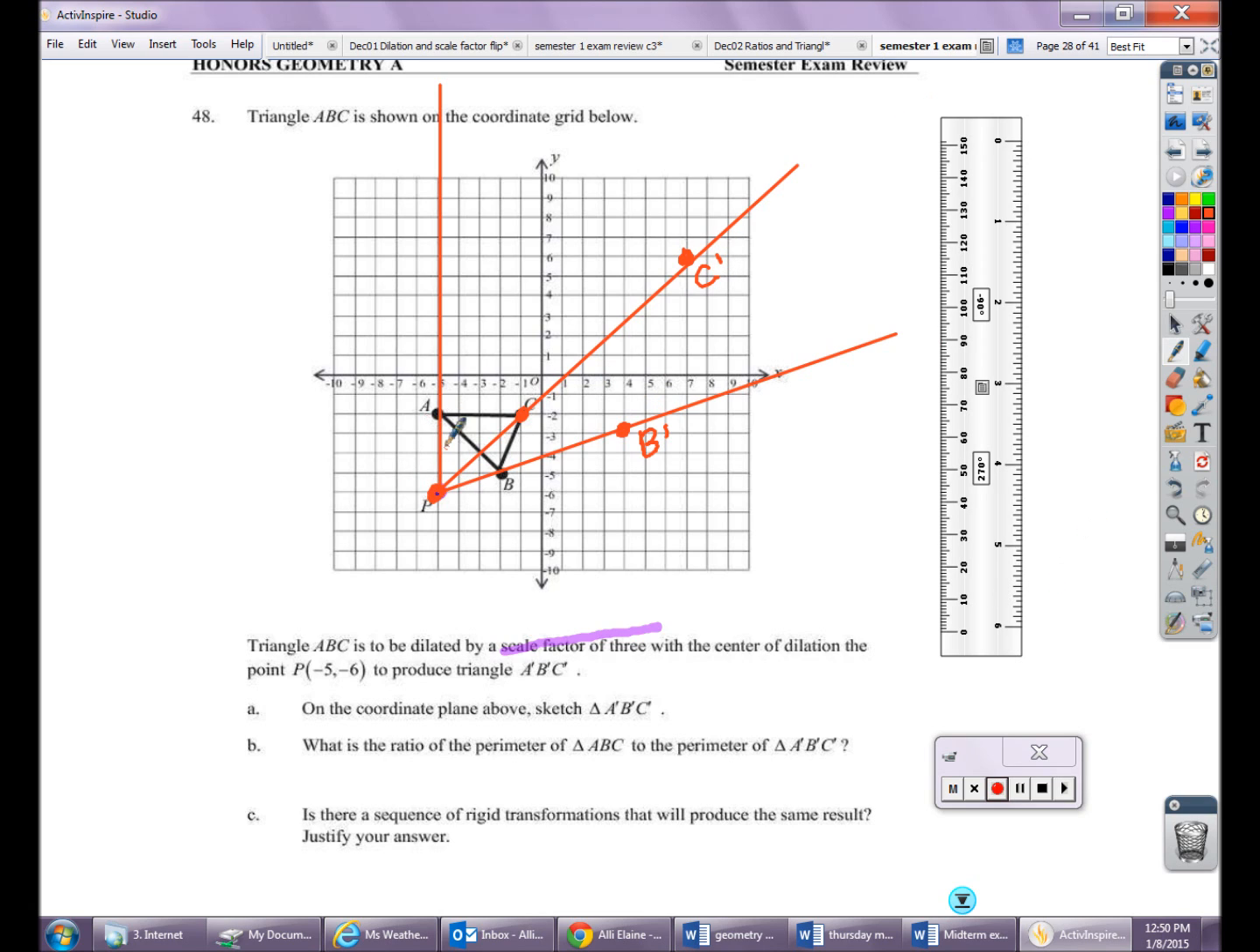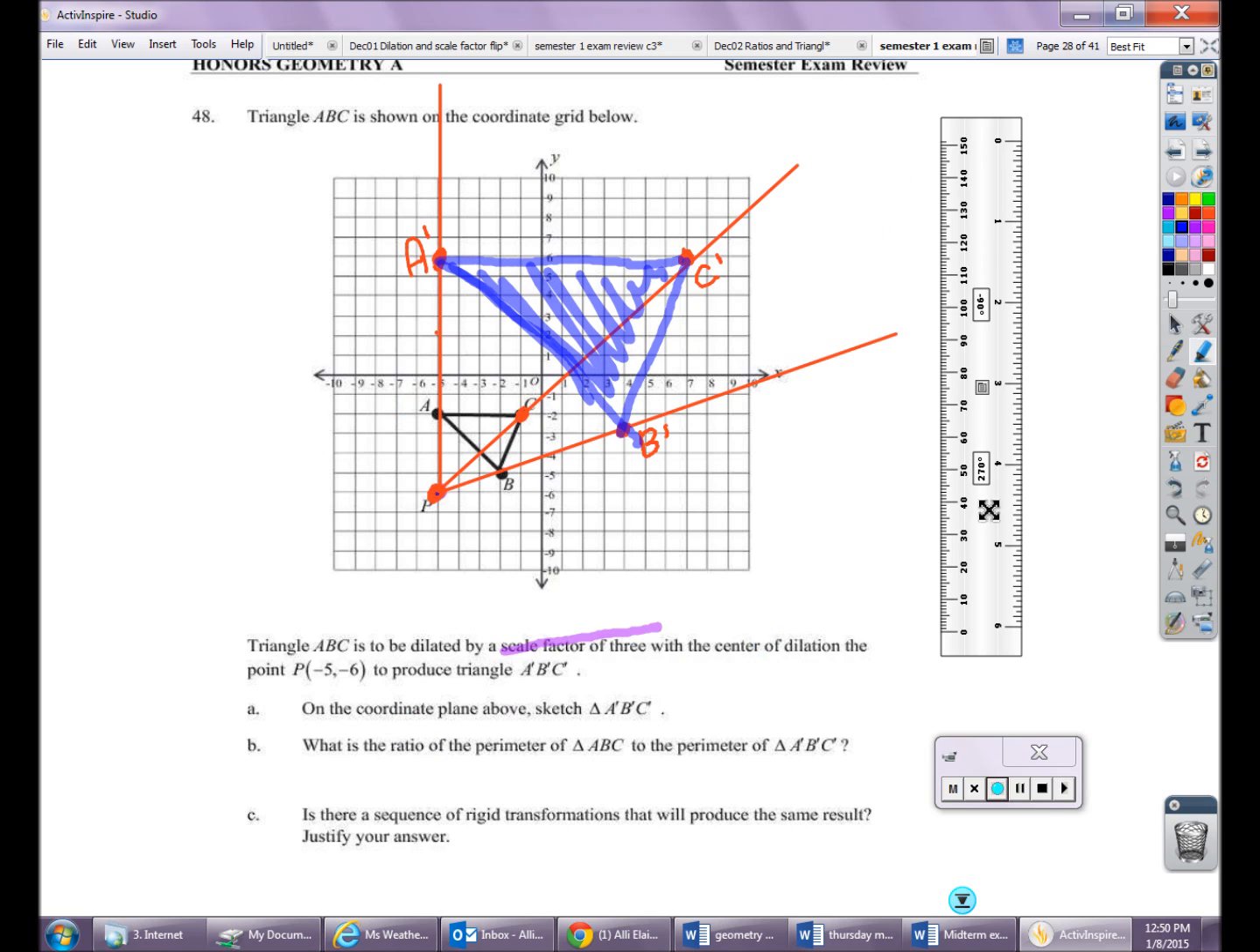All right, and last but not least, A. You just go up. 1, 2, 3, 4. That's 1. 1, 2, 3, 4. That's 2. 1, 2, 3, 4. That's 3. Scale factor of 3. There's my A prime. And then you take a ruler. I don't feel like doing it, but you would take a ruler and connect your dots perfectly. Alright, and that's the same exact triangle, just 3 times larger.